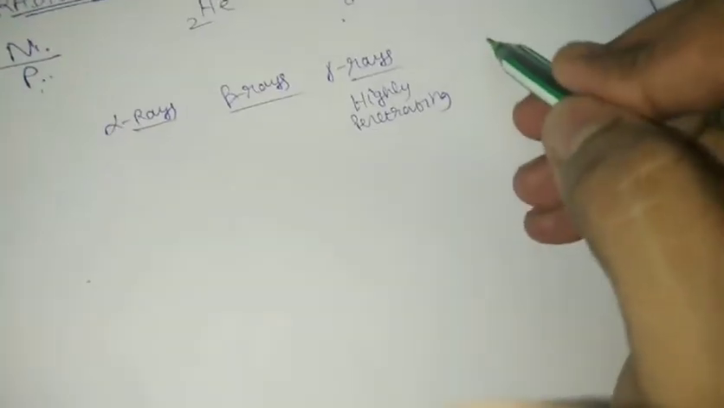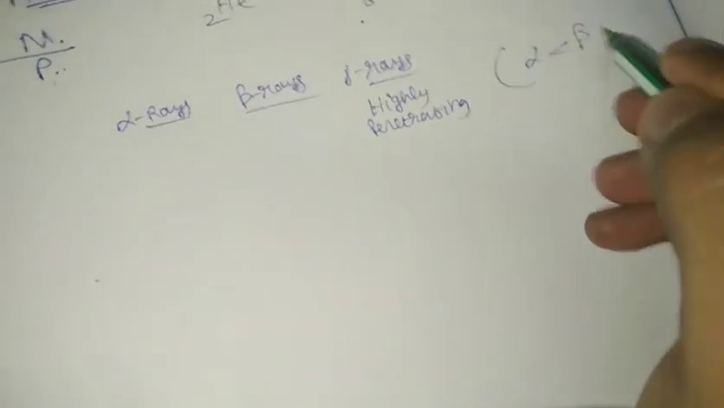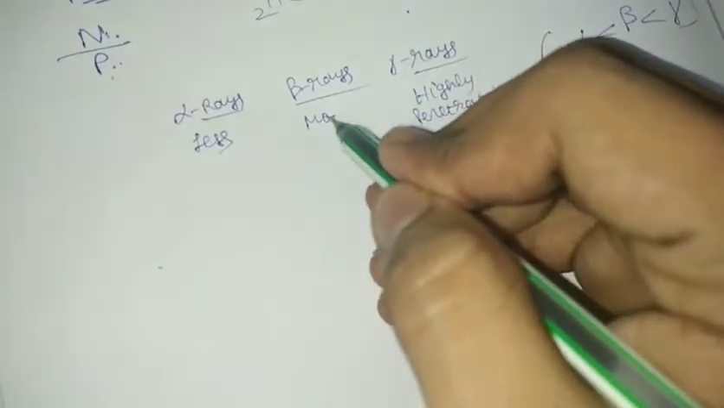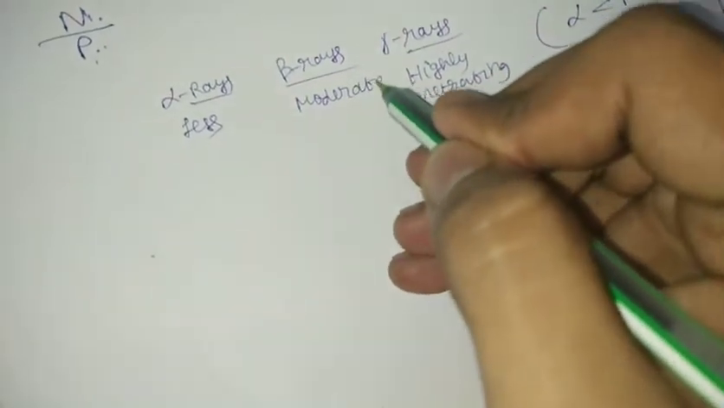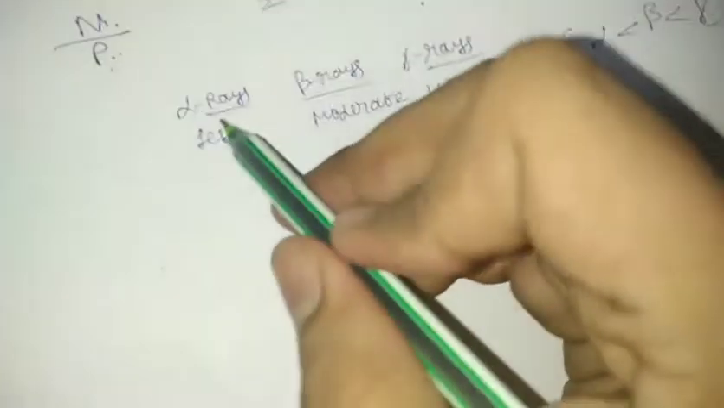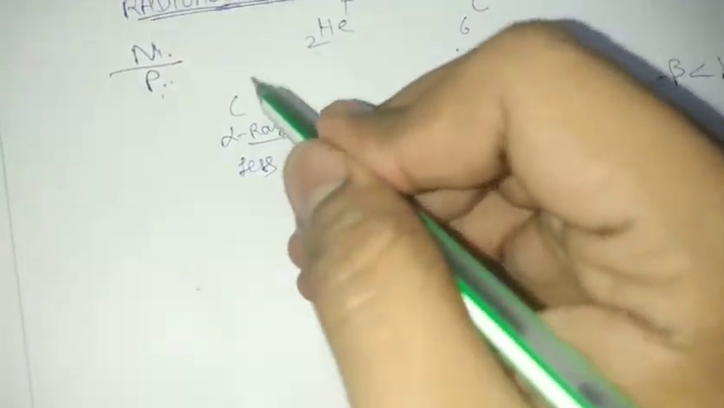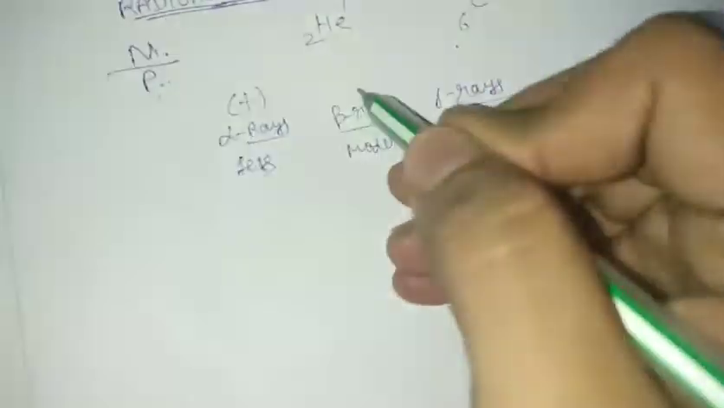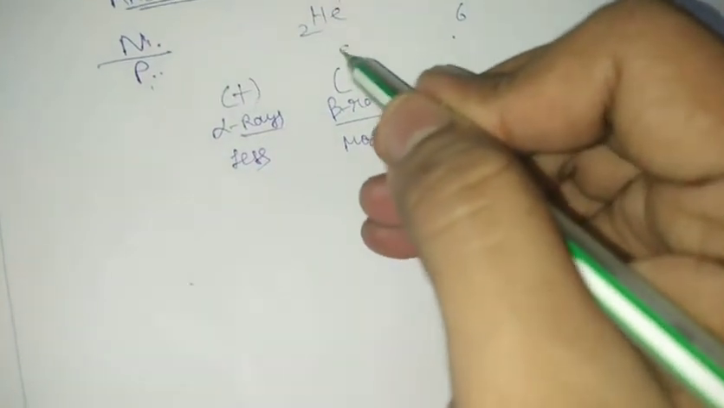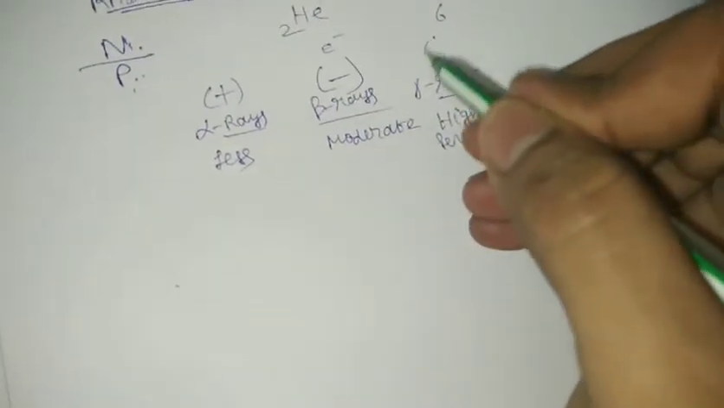So this is somewhat, you can say, alpha, beta, gamma. Less, moderate, you can say like this. And in these, alpha rays, I said, are helium with 2 plus charge, so this is positive. Beta rays are nothing but electrons, so they are negative. And gamma rays are neutral.